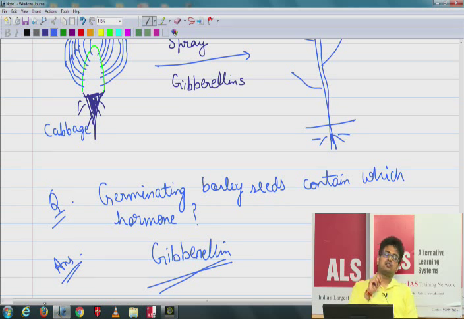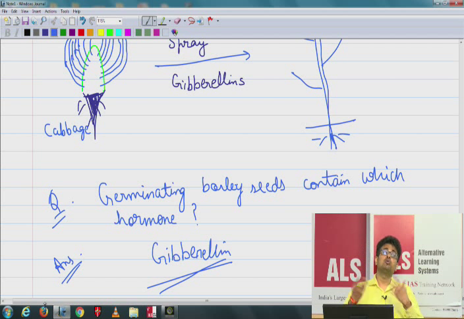the seed will have the concentration of abscisic acid, ABA. But if it is going to break the dormancy, it is germinating. Now this seed will contain gibberellin. That's what is going to happen. So any germinating seed will contain gibberellin. Now, what is the effect of gibberellin on barley seeds?